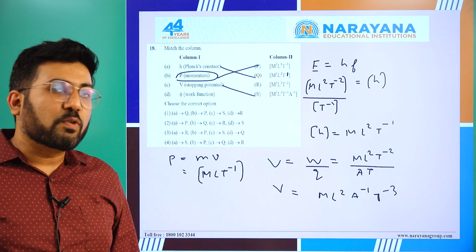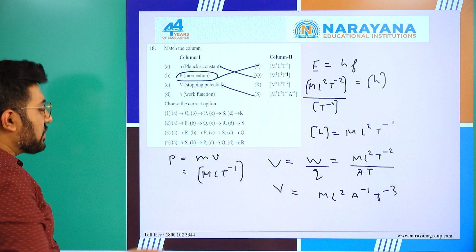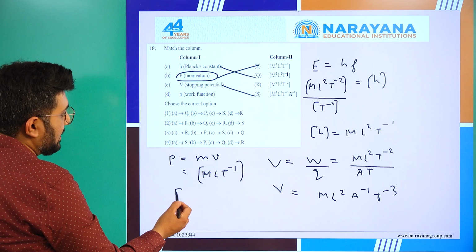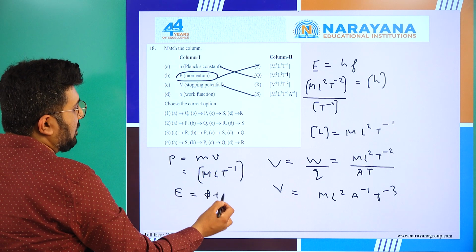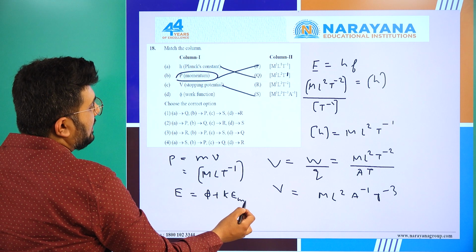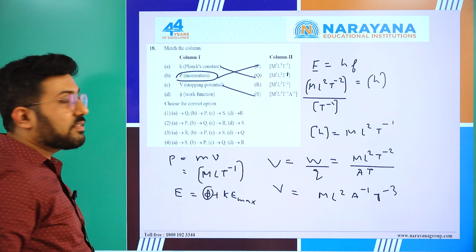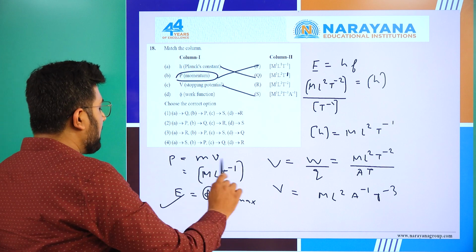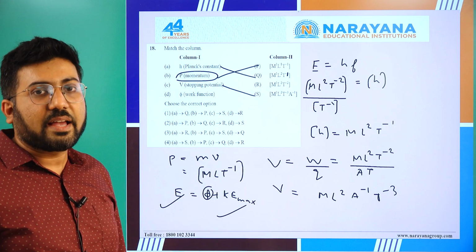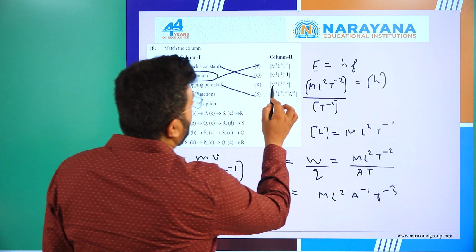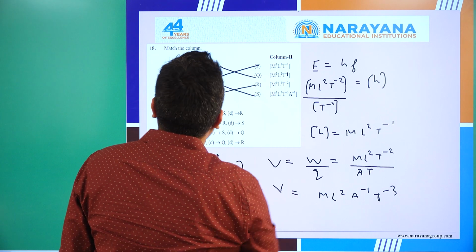And the last one is the work function. The work function has the same unit as energy, because you know E equals phi plus Ke max. Only similar physical quantities can be added or subtracted. So, the work function will have the same dimension as energy. So, that will be ML square T minus 2. So, what should be your answer?